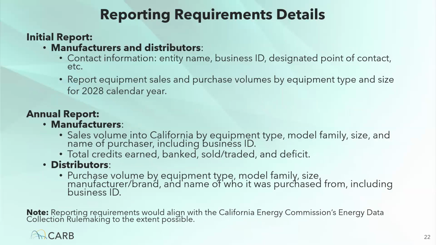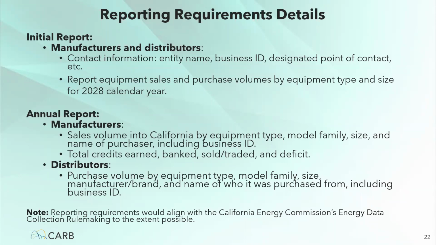As stated, there would be an initial report due on July 31st, 2029, and regulated entities would submit contact information and initial equipment sales and purchases by equipment type and size for the 2028 calendar year. CARB would provide reporting templates for regulated entities to submit reports to simplify the submission process and reduce confusion.